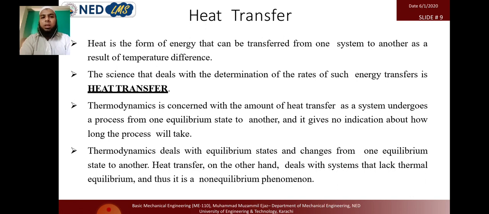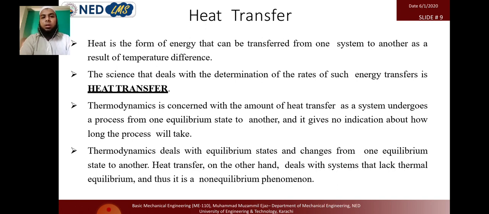For example, thermodynamics is concerned with the amount of heat transfer as a system undergoes a process from one equilibrium state to another, and it gives no indication about how long the process will take. Like we already calculated the amount of heat transfer, the symbol Q, from the energy balance equation, delta E is equal to Q minus W. So Q will be heat transfer, but related to equilibrium from one state to another. How much heat is released or taken by the system, that we calculate in thermodynamics.